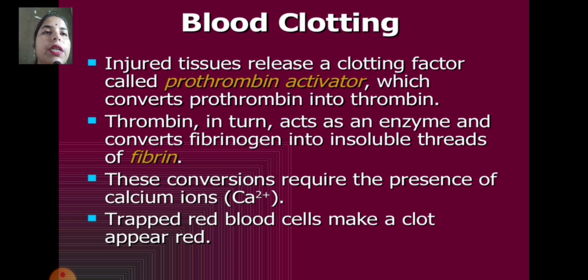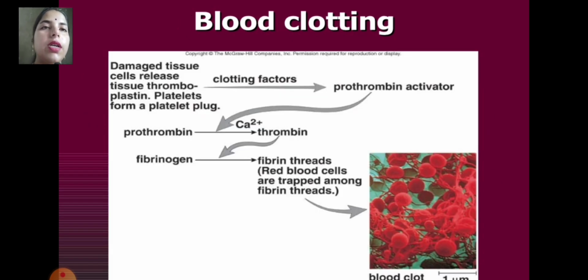In blood clotting, injured tissue releases a clotting factor called prothrombin activator, which converts prothrombin into thrombin. Thrombin in turn acts as an enzyme and converts fibrinogen into insoluble threads of fibrin. These conversions require the presence of calcium ions, Ca2+. The fibrin threads trap the red blood cells and make a clot appear red. Damaged tissue cells release tissue thromboplastin and platelets form a platelet plug.